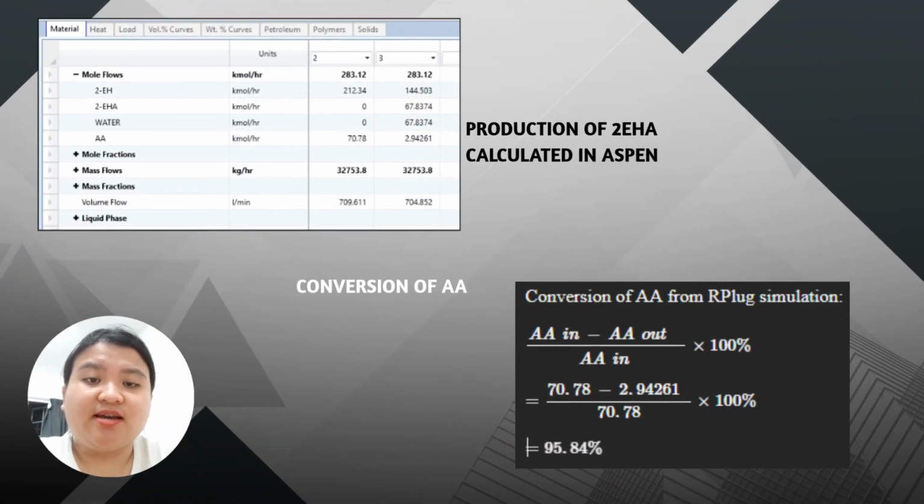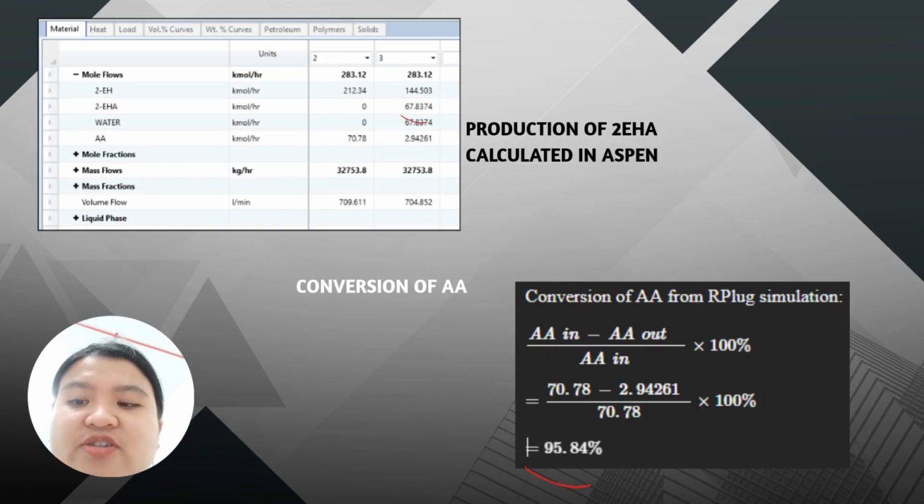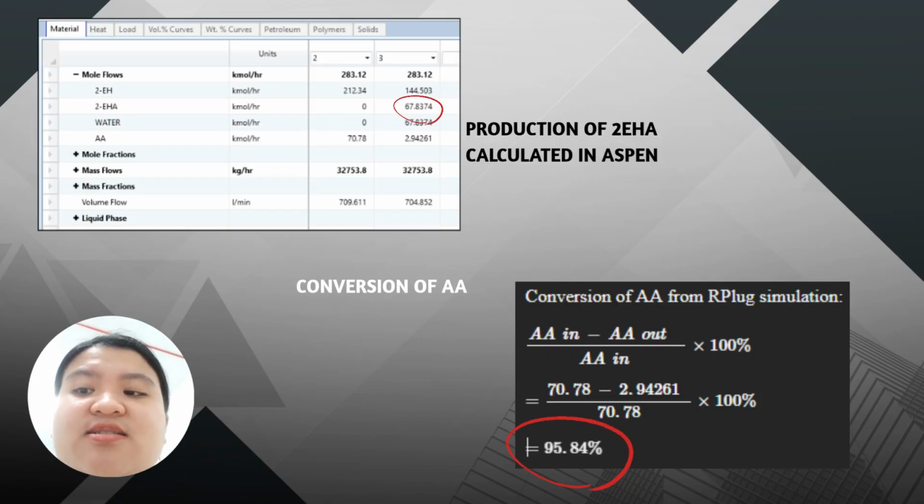Production of 2-ethylhexyl acrylate obtained in the Aspen simulation is 7.8 kmol per hour, meanwhile the conversion of acrylic acid is at 95.84%. The calculated conversion is much higher than the conversion yielded from research done by Santos et al., when they got the conversion between 68 and 70%.